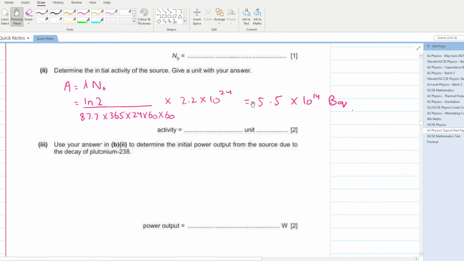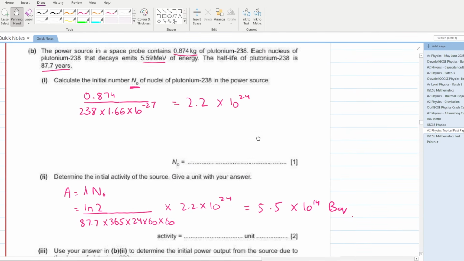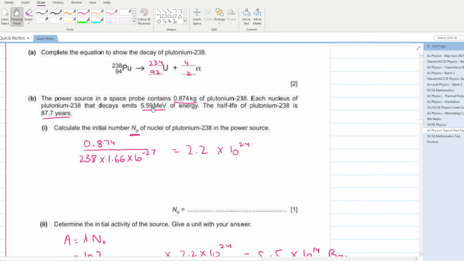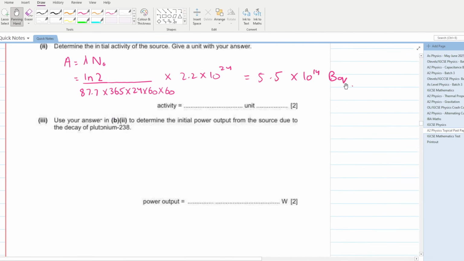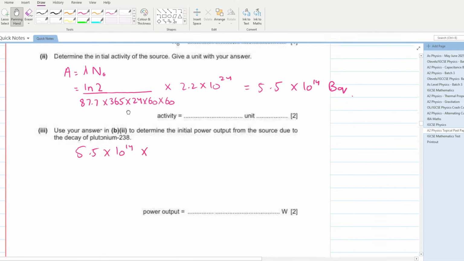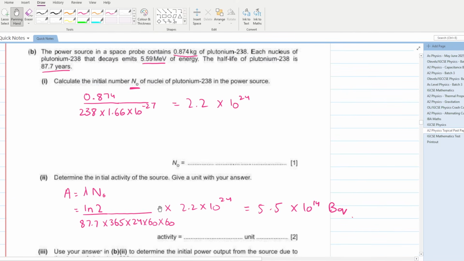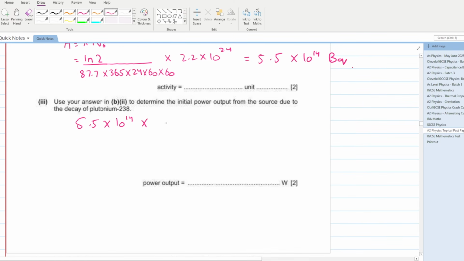So that's very easy. These are the number of particles decaying initially. What is the power due to one particle? 5.59 MeV. So multiply both of them together. 5.5 into 10 raised to the power of 14 multiplied by the power due to one nucleus, 5.59 into 10 raised to the power of 6 into 1.6 into 10 raised to the power of minus 19.